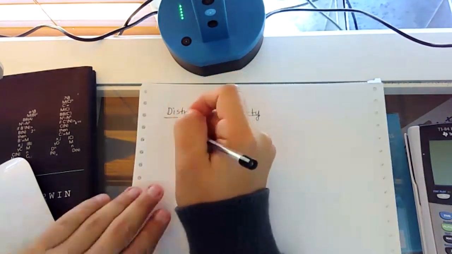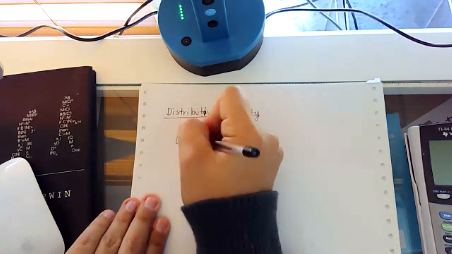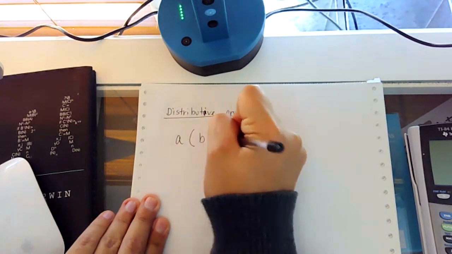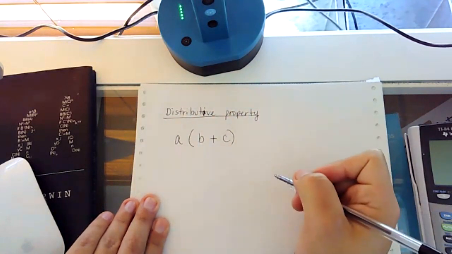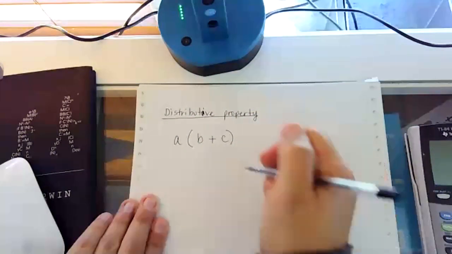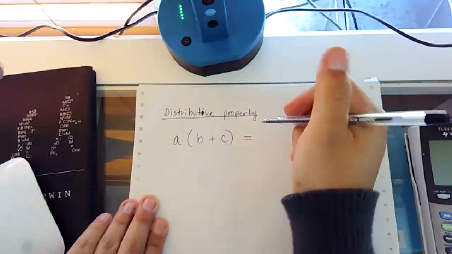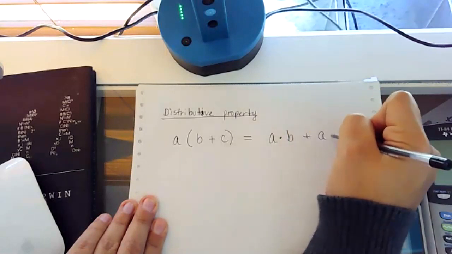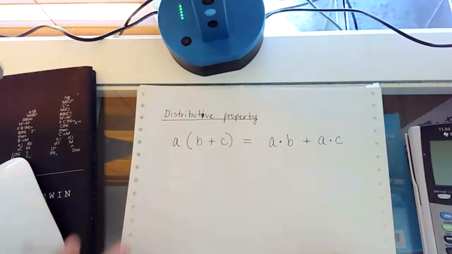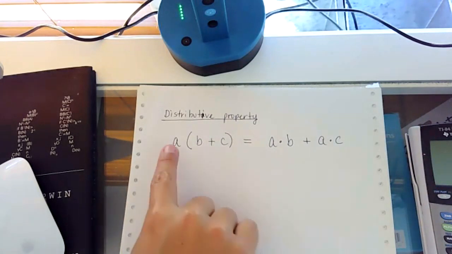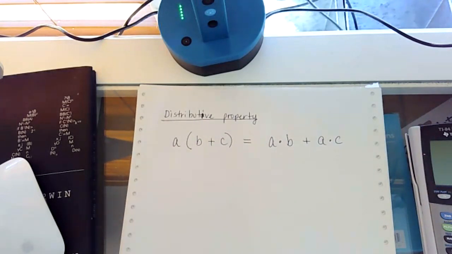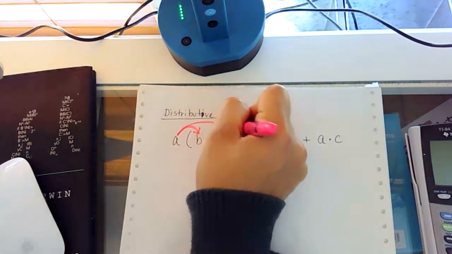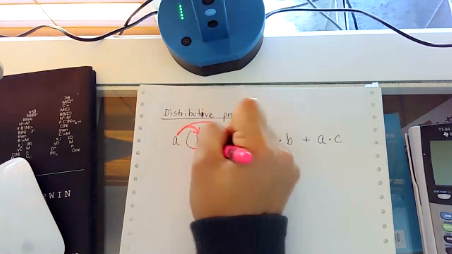And this property says that if I have a number A times, let's say, B plus C, this is going to be equal to whatever A times B is plus whatever A times C is. And we call it the distributive property because whatever this number is on the outside of the parentheses, you're distributing it and multiplying it by each of the quantities inside the parentheses.